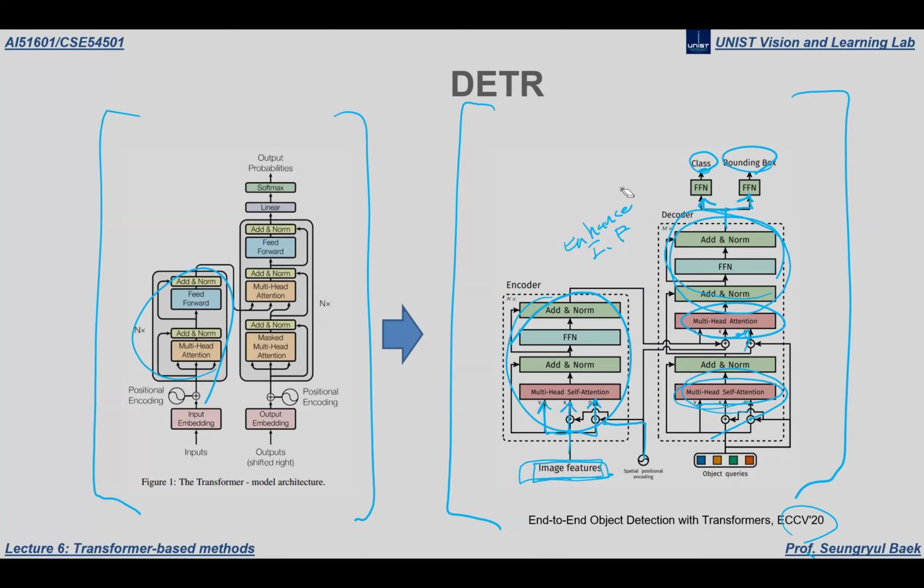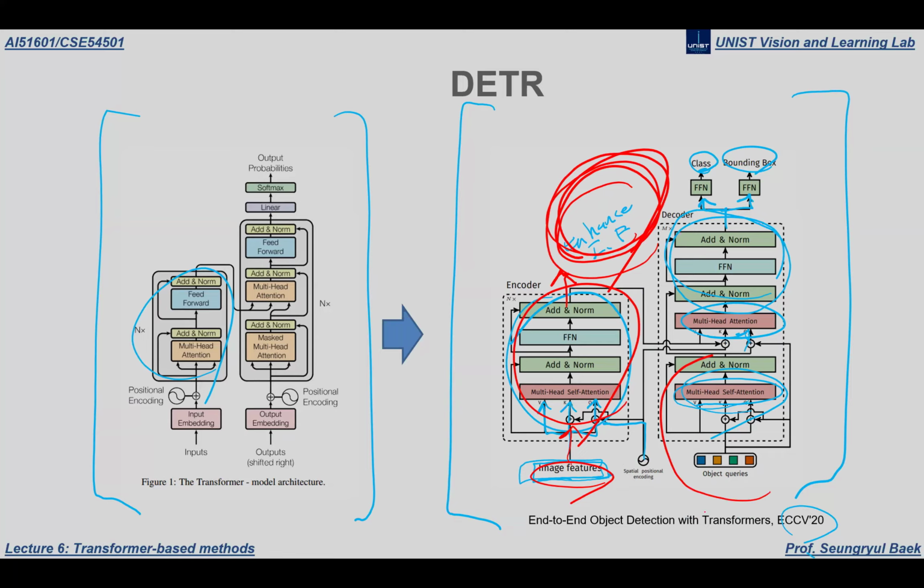This is the image features output from the encoder. So from the CNN image features, we apply a self-attention mechanism to enhance the image features, okay? And here, from the random object queries, we apply self-attention, and here we are mixing object query information and image feature information to map it to class information and bounding box information. So that's actually how DETR works.